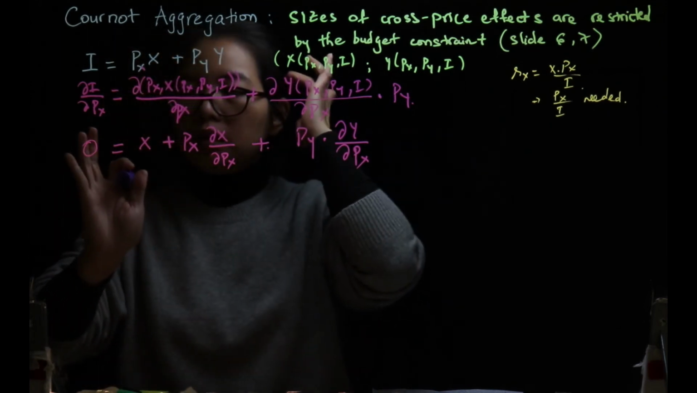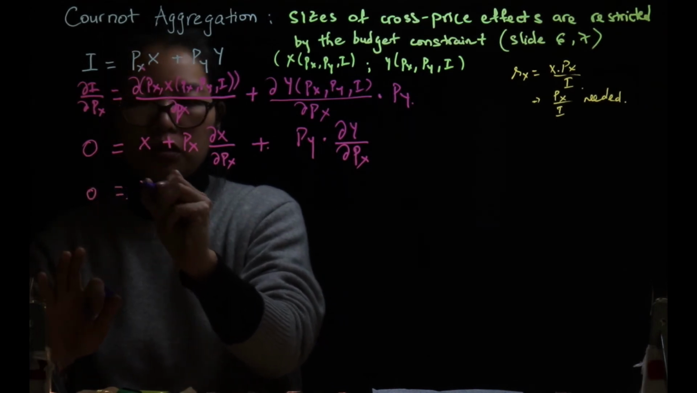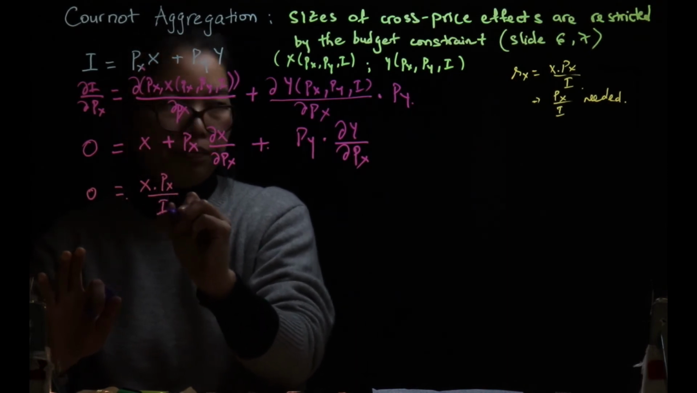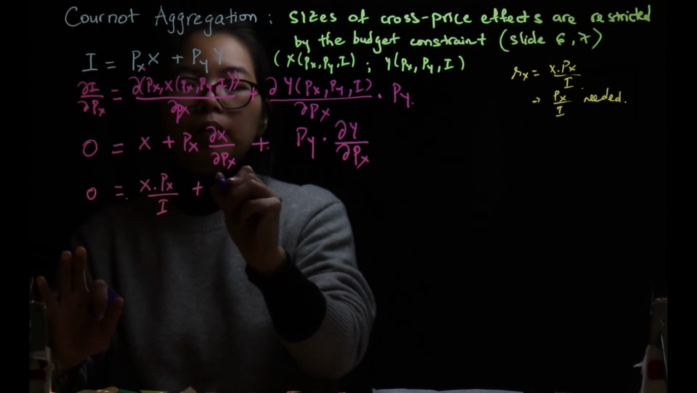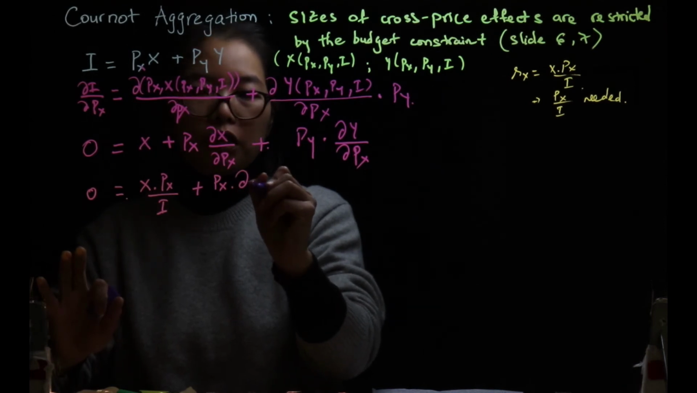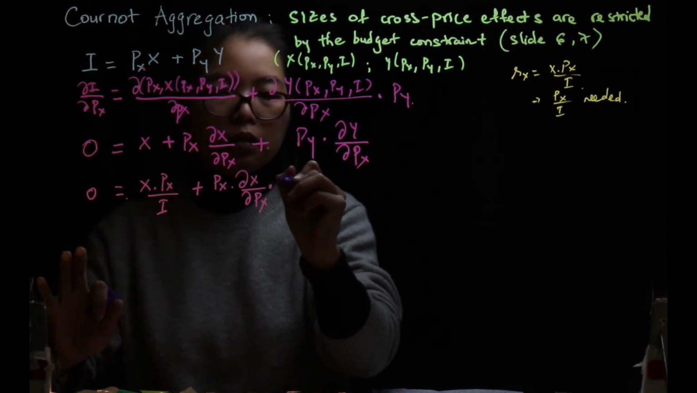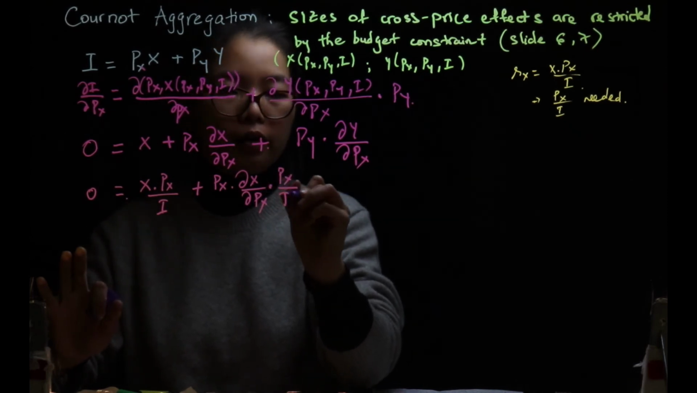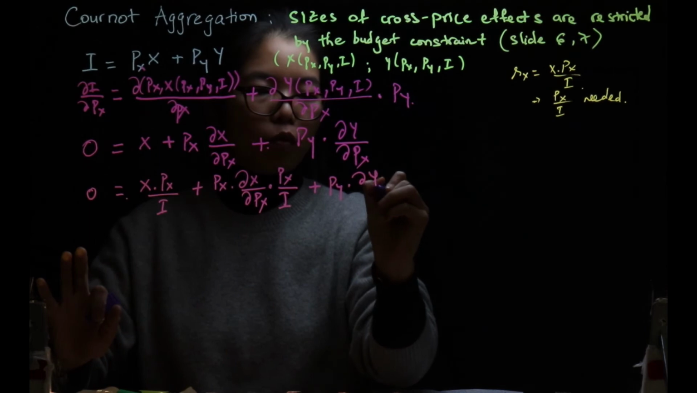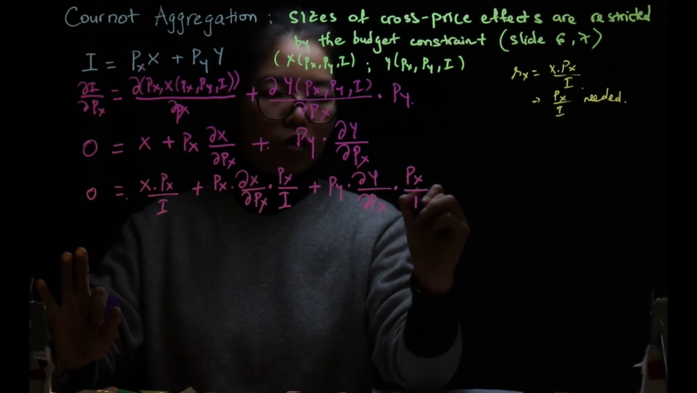And because the other side is just 0, we can just rewrite it. Nothing changed over there. So times x times px over I, now plus px times the derivative of x with respect to px times px over I, right? Plus py times the derivative of y with respect to px again, and times px over I.